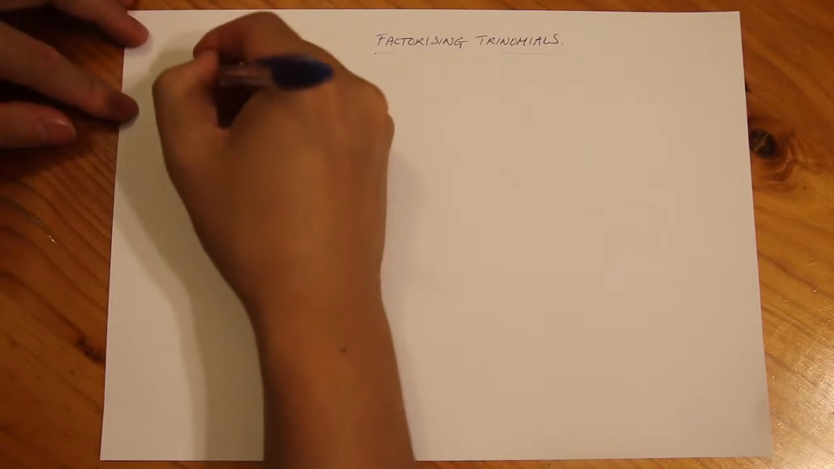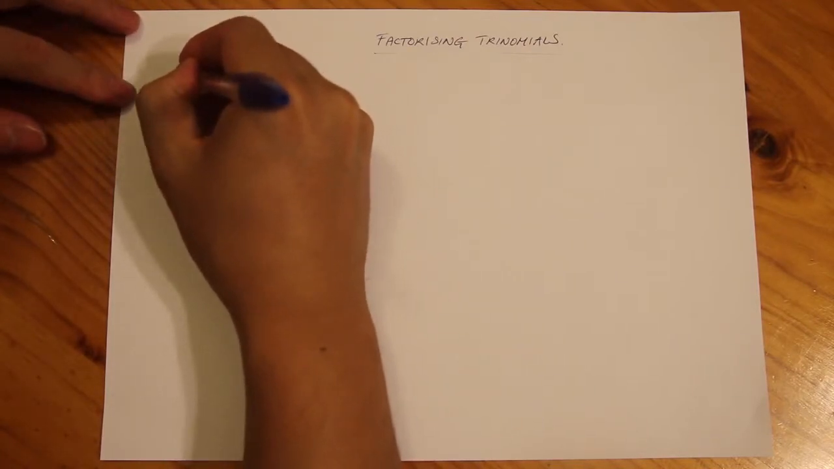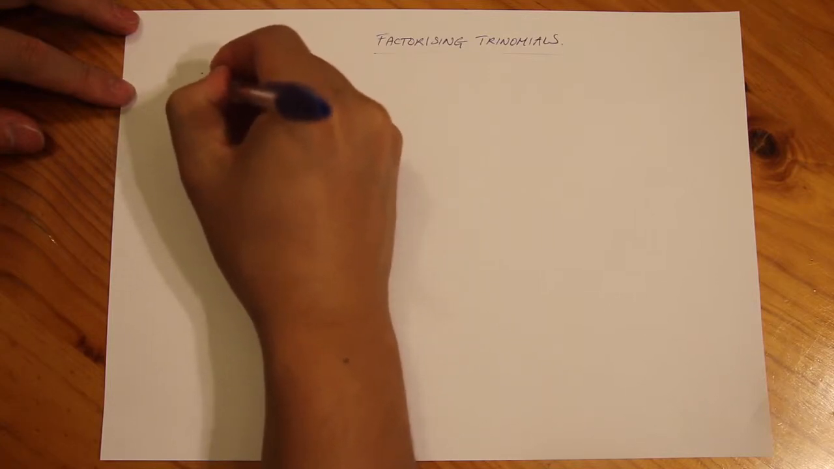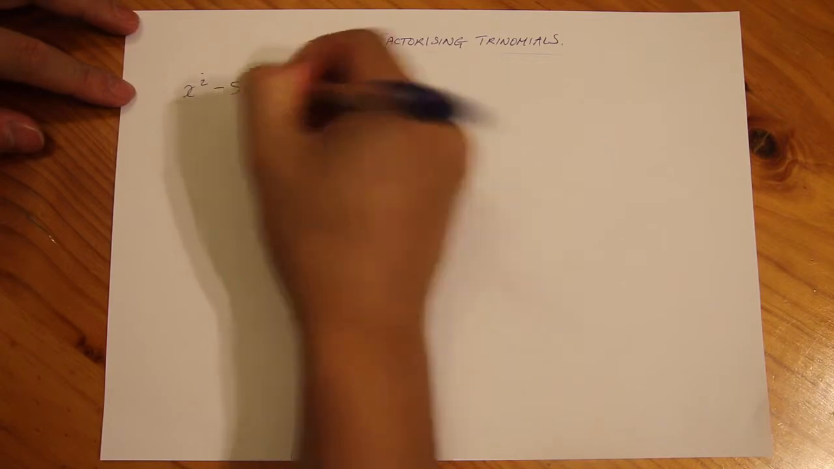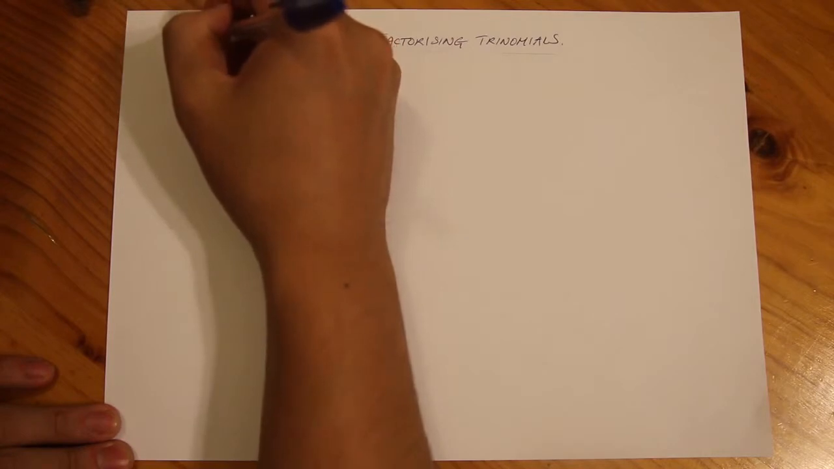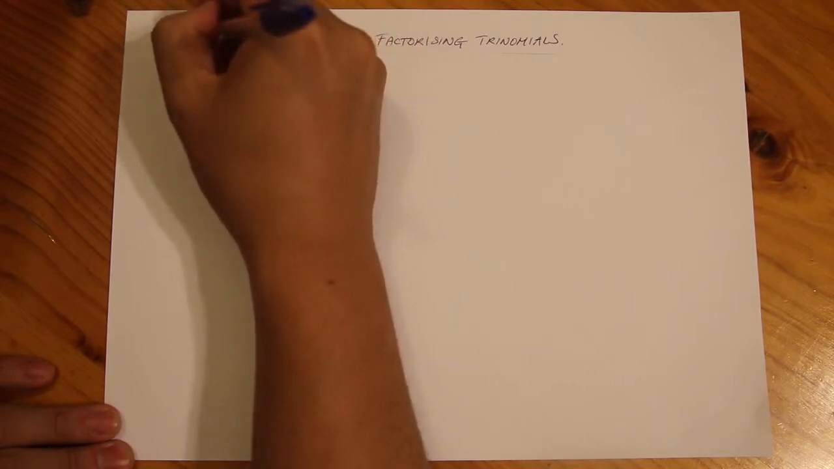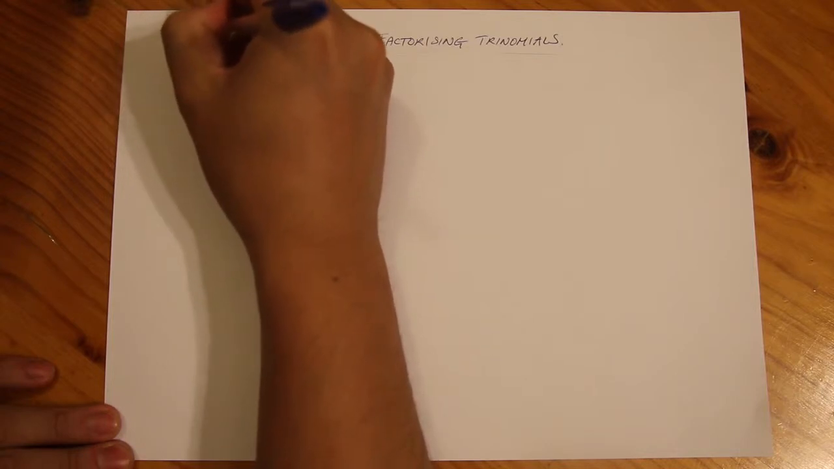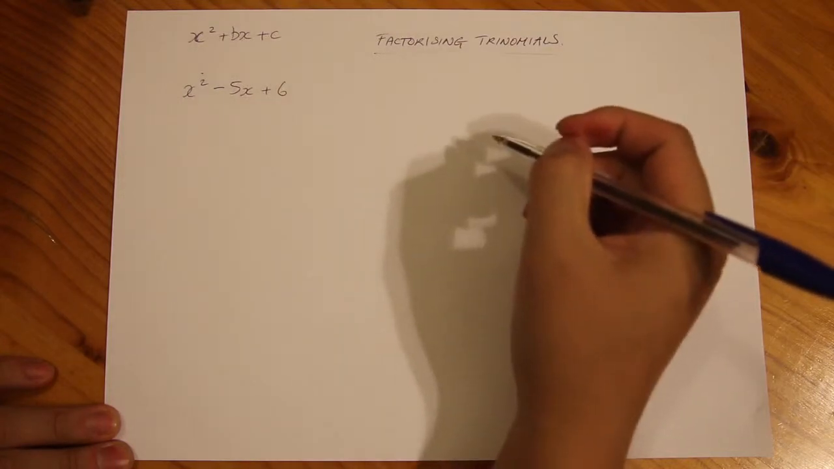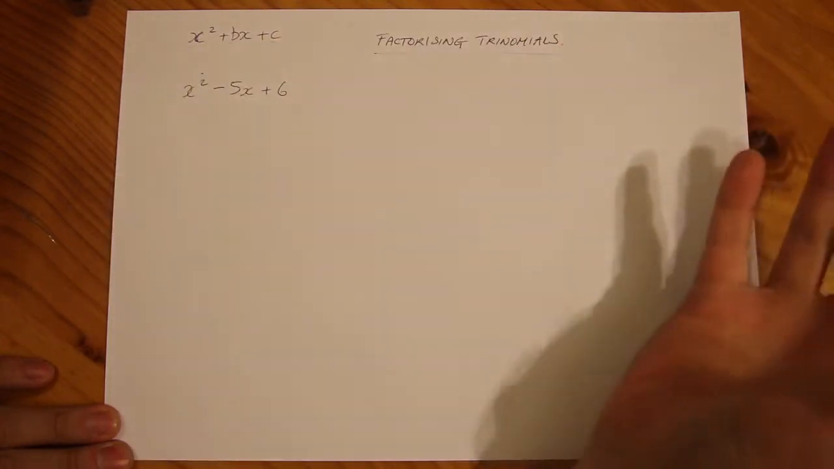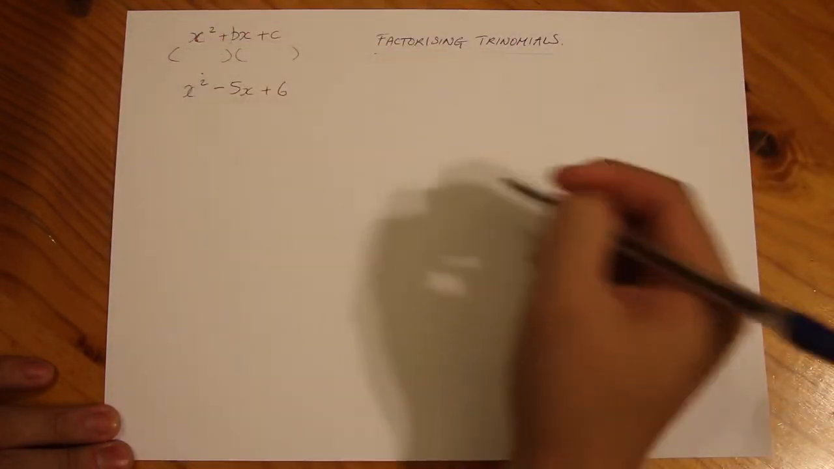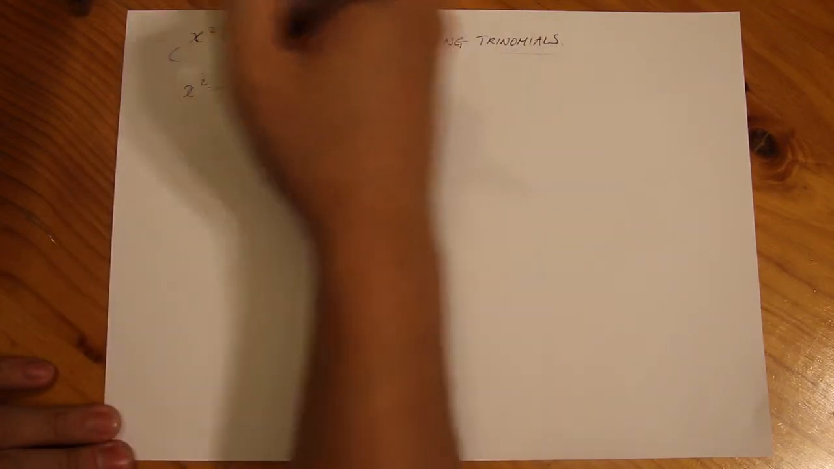I'm going to start off with a simple example with x squared minus 5x plus 6. Now with any trinomial, we're going to refer to the format of x squared plus bx plus c. And b and c are just numbers that we don't know what they are, and we're going to end up with 2 sets of brackets as our solution.